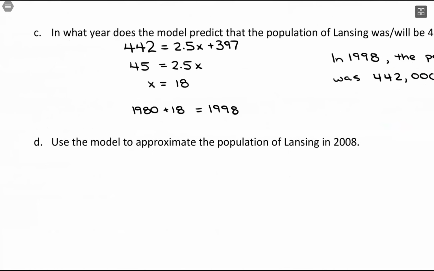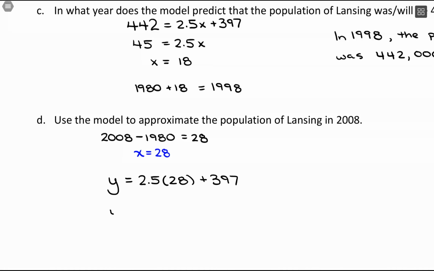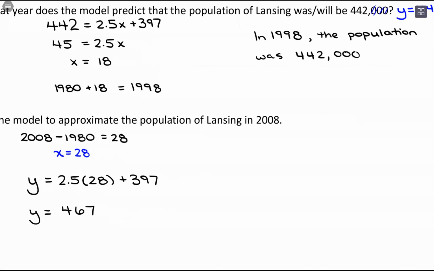All right, then our last one here is looking at the year 2008. So I need to change x in terms of years after 1980. So what I'm going to do is take the difference between those two values. So I'm going to see that 2008 is 28 years after 1980. So I'm using x equals 28, and I'm plugging into the equation. So y equals 2.5 times 28 plus 397. And then all of that can just go into a calculator and get 467.